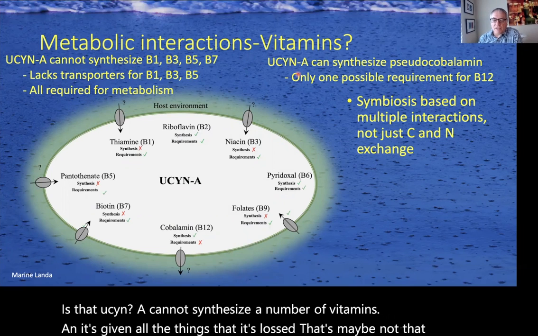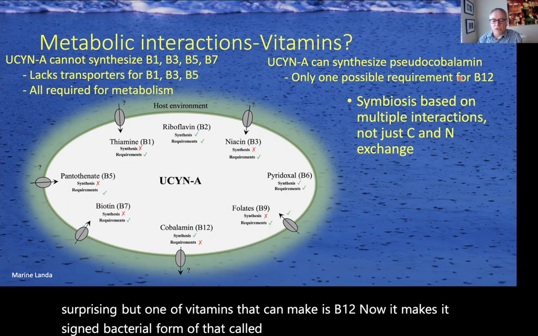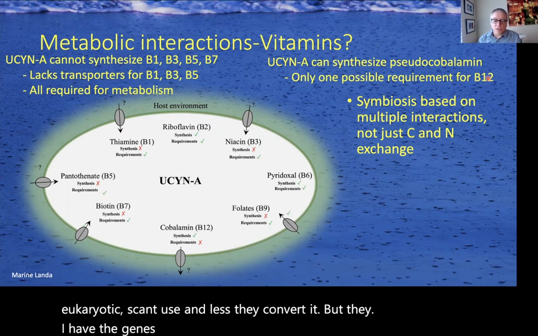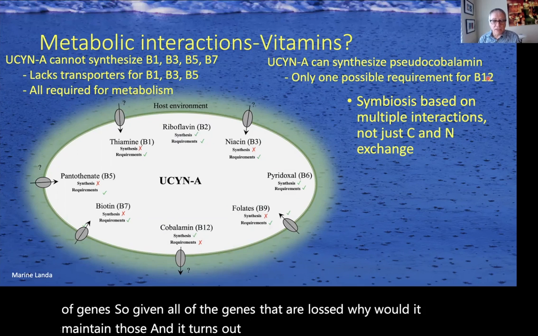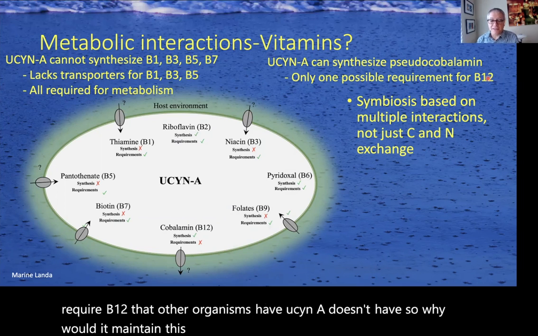But one of the vitamins it can make is B12. Now, it makes a cyanobacterial form of that called pseudocobalamin that most eukaryotes can't use unless they convert it. But they have the genes for B12. And it's not just one gene, it's a whole set of genes. So given all of the genes that are lost, why would it maintain those? And it turns out that most of the enzymes that require B12 that other organisms have, eusin A doesn't have. So why would it maintain this pathway if it doesn't actually need B12?